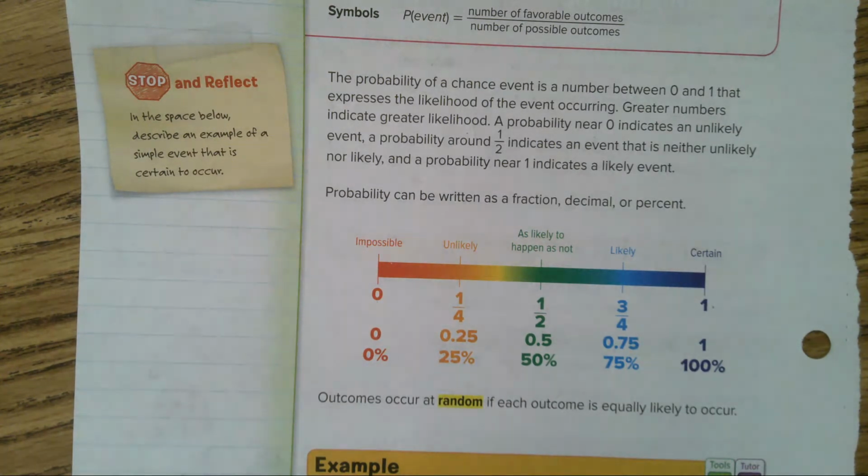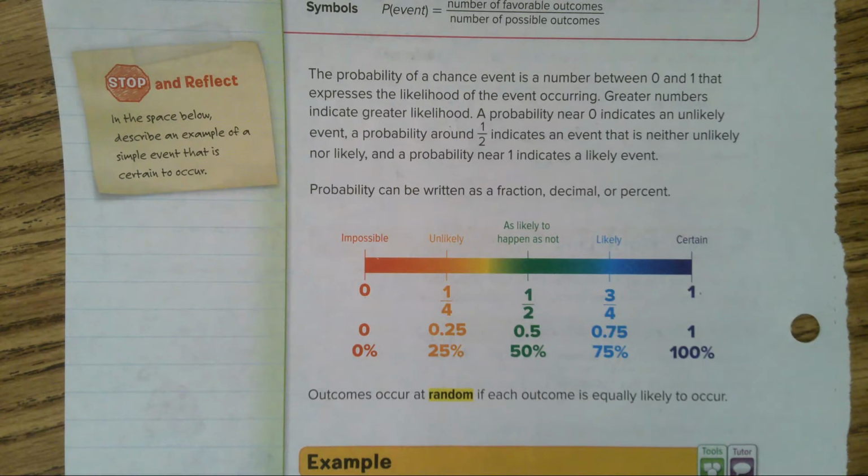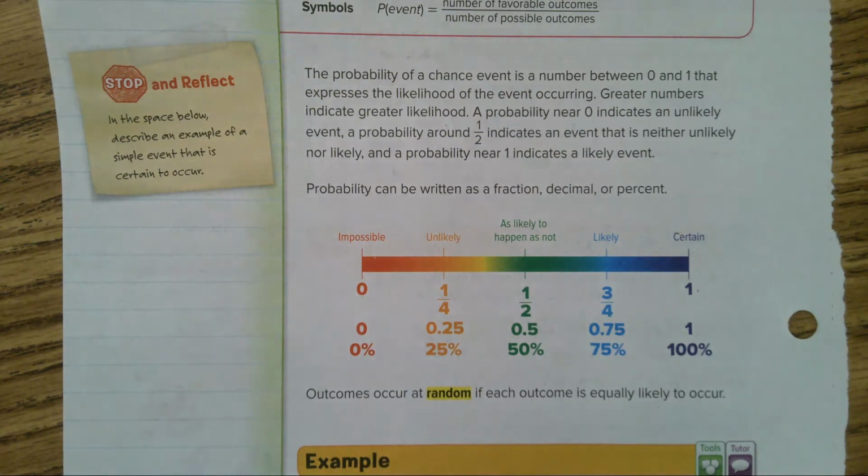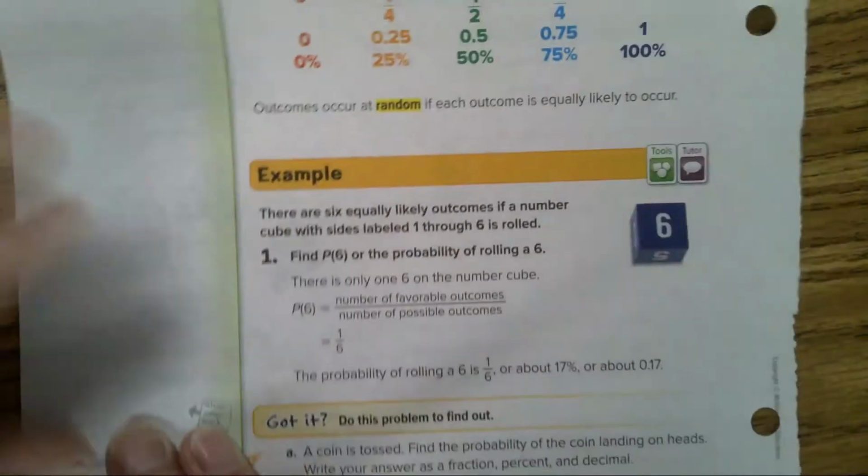Rolling a number less than 7 on a 6-numbered dice is certainly going to happen because all the numbers on the dice are less than 7. So those are all examples of things that are certain to occur. Now let's go and look at our example problems.